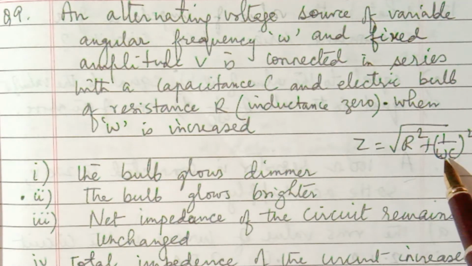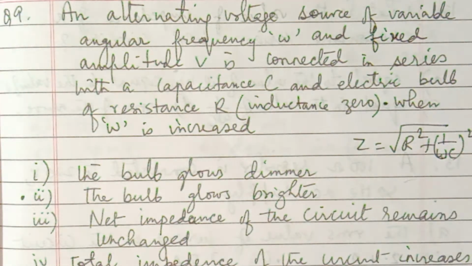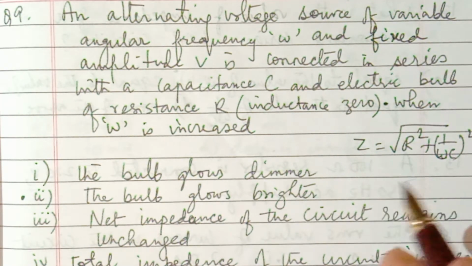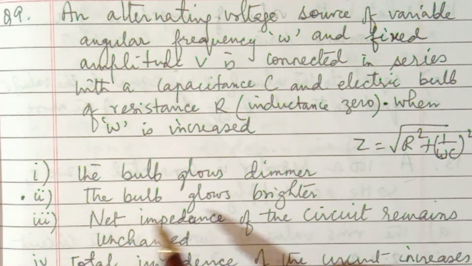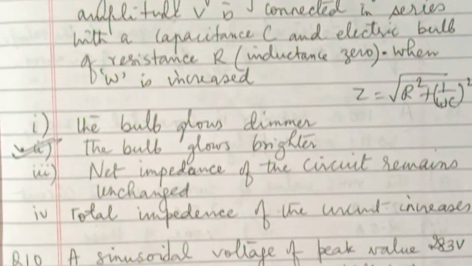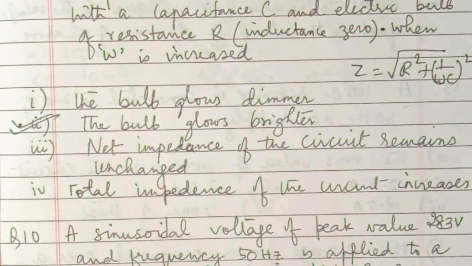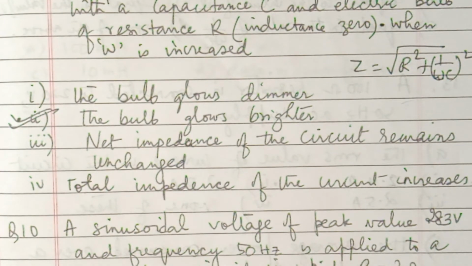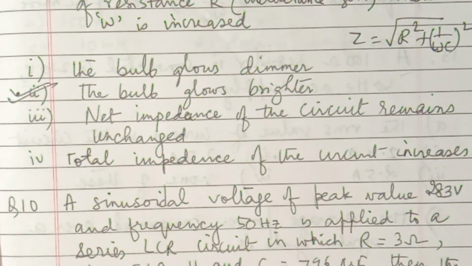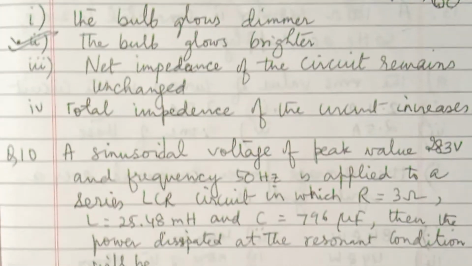Now when we increase omega, then this value will decrease, this value will decrease and Z will decrease. If the impedance decreases, then current increases in the circuit. So that's why the bulb glows brighter. So this is the correct answer. So here Z is decreasing because of increasing value of omega. So second option is correct. Okay, next question.